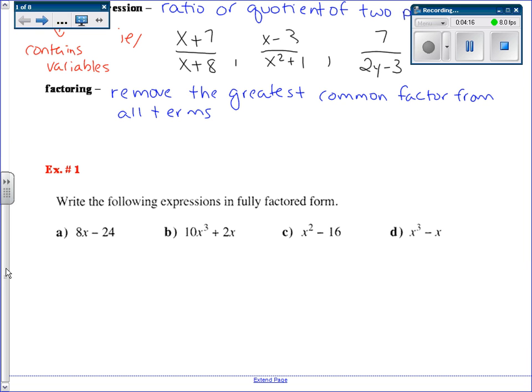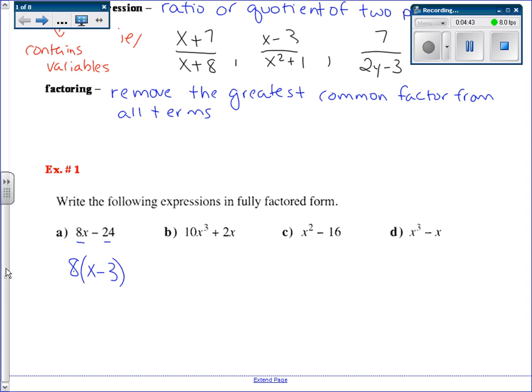If we write the following expressions in fully factored form, if we look at 8x minus 24, the biggest number that divides into both 8 and 24 is 8. So we can write 8, and then we can't take out any x's because there's only an x in the first term. So this becomes 8 times x minus 3. If you went backwards, 8 times x is 8x, 8 times negative 3 is negative 24, and you get back what you started with.